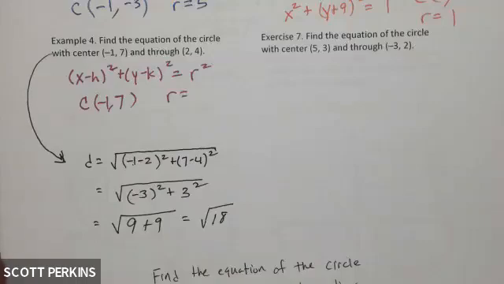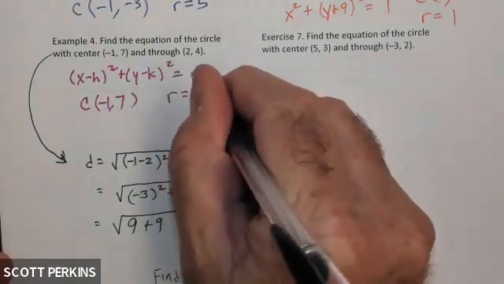Now, we don't have to simplify that. You can if you want to, but we don't have to because when we put it into the center radius form of a circle, we're only going to square that anyway. So I'm just going to be lazy, and I'm going to leave the radius as the square root of 18.